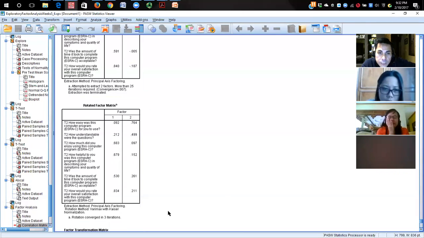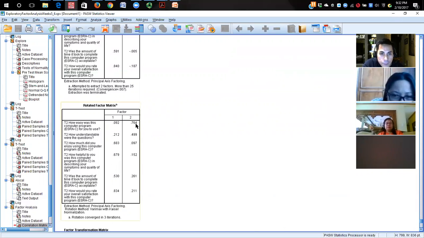In the rotated factor matrix, 0.834 is the rating of overall satisfaction. And then how easy the program was is 0.76. So this is really quite fascinating for me.